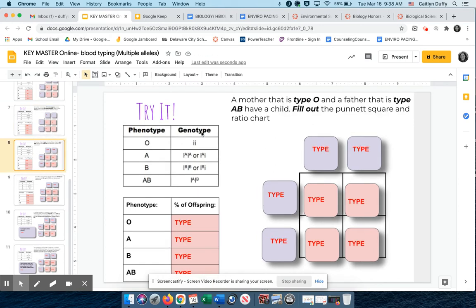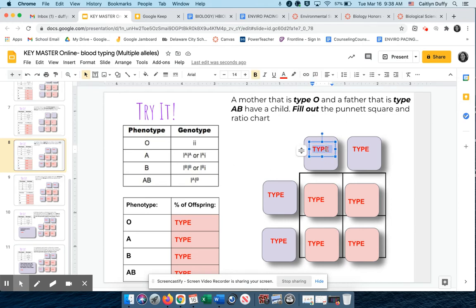All right, so here we have a mother that is type O and a father that is type AB. They have a child. Let's figure out their offspring's potential phenotypes. So mom is type O, so we've got little i, little i. Dad is AB, so big I^A, big I^B. Big I^A, big I^B. Let's see what their offspring are.